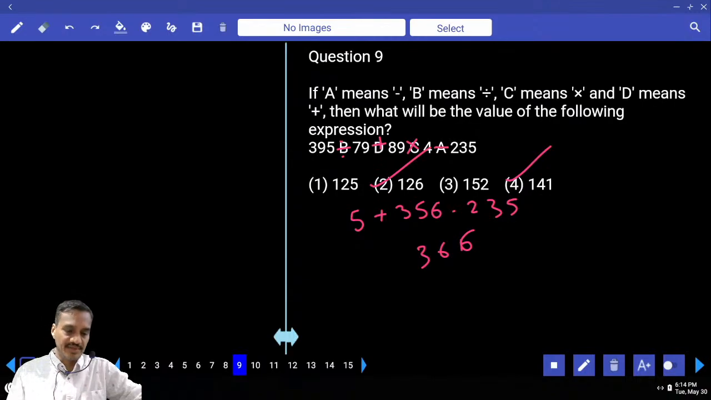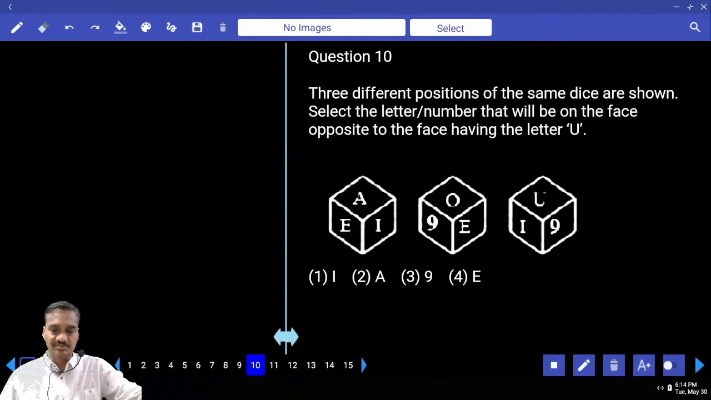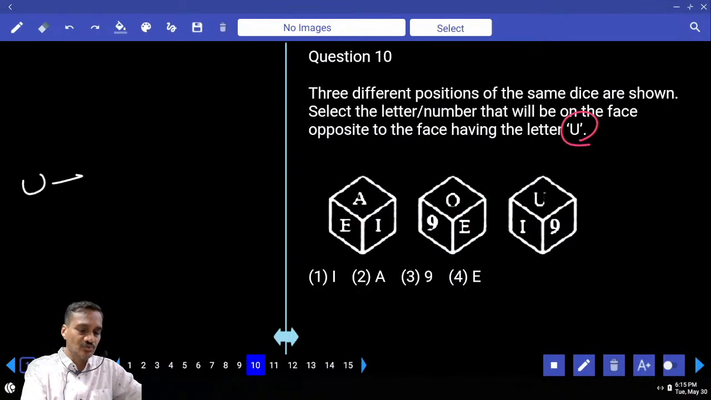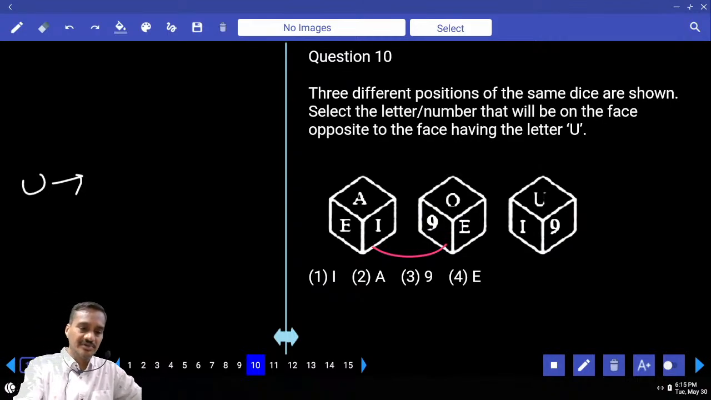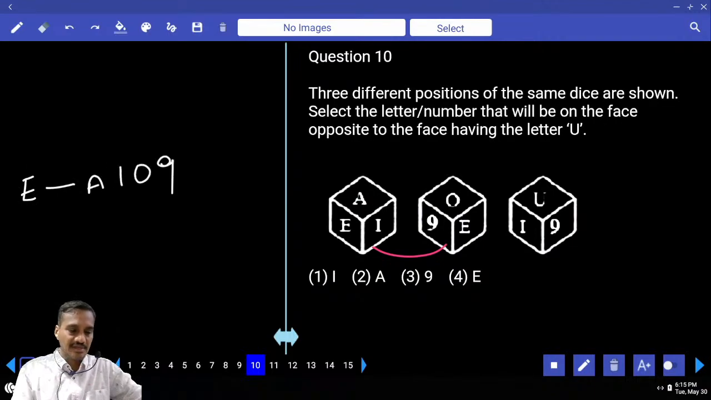Then next one, 10th one. Now in this question number 10, the letter that is opposite to you. They asked the opposite of U. Tell me, what is opposite to U? Now here if you observe here, between these two, what is the letter that is common? E is common. Now here E is common. Have a look at the opposite of E once. What are the letters we have? A, I, O, 9 and next U and E.